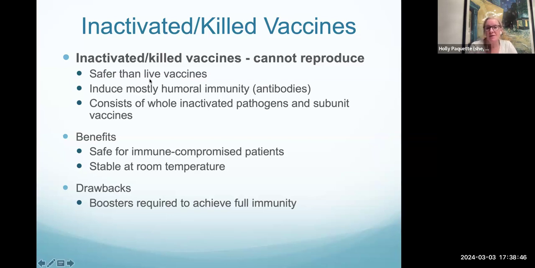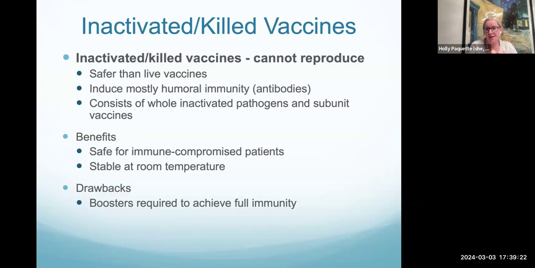The nice thing about these, they're safer than live vaccines in that they can't mutate. They mainly induce antibodies to be made by your humoral immune response, so your B cells. And in general, they're usually a whole inactivated pathogen, or maybe we've taken a subunit, like just the spike proteins, and used that. The benefit of this is that these are very safe for people who have immunocompromised bodies. So if they're on drugs that have compromised their immune system, or if maybe they have HIV, this is something that's very safe with them.